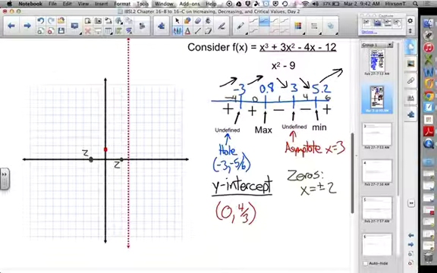Then I have a hole at negative 3, negative 5/6. So here's negative 3, negative 5/6. Make sure you actually make it a hole. And of course you can see I already have my asymptote at x equals 3 drawn.